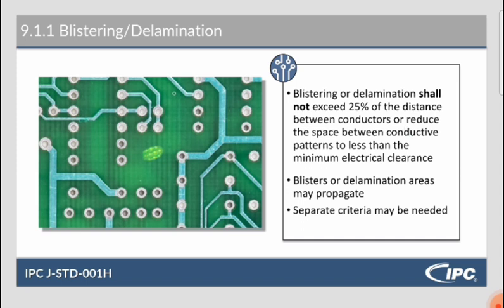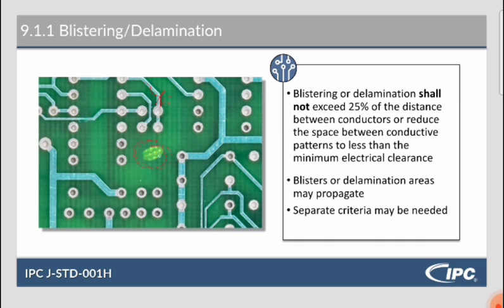So these are your conductive patterns right here. These are conductive patterns. They shall not reduce and shall not exceed 25% of the distance between conductors, or reduce the space between conductive patterns to less than the minimum electrical clearance. Like this example right here, this little bubble. This is a blister or delamination where there's a bubble, probably of air, in between the top layer and the layers underneath in the circuit board.